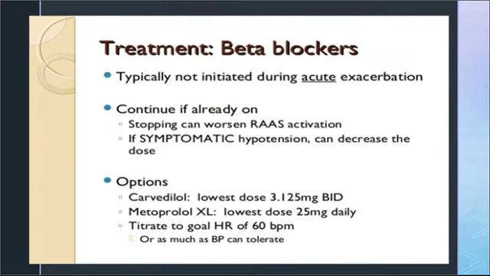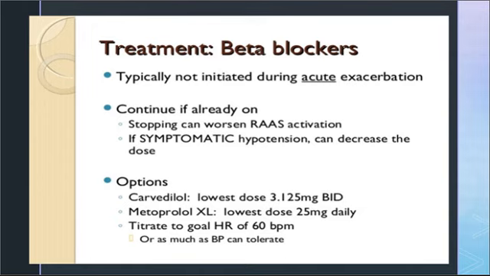Okay. Your beta blockers. Typically not used during an acute exacerbation. Again, you don't want to relax that heart muscle too much. You want it to be able to work. But if they're already on it, you're going to continue. You never do an abrupt cessation of beta blockers, because that can have this rebound.